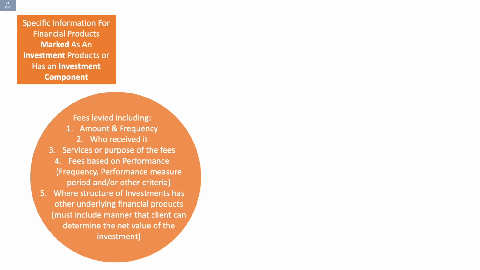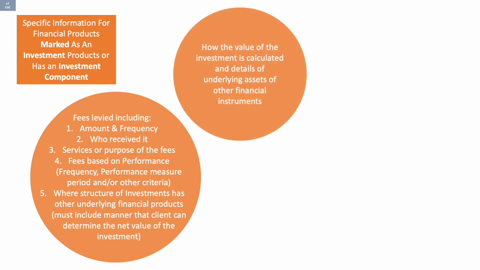4. Fees based on performance, then we must include the frequency, performance measure period, and/or other criteria. And 5. Where the structure of the investment has other underlying financial products, then we must include the manner in which the client can determine the net value of the investment. Next, we need to disclose how the value of the investment is calculated and the details of the underlying or other financial instruments.